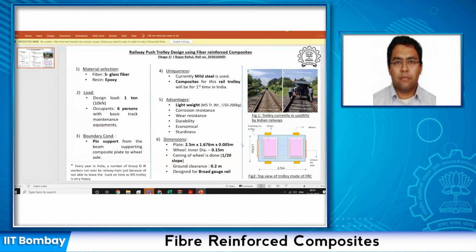Yes, sir, I will do. Sir, MS trolley weight is 150 to 200 kg. So after designing, I think it will come up to 50 to 60 kg. And this design load, I put 1 ton, that is live load with occupants plus maintenance equipments, like they have rods and chains, everything for maintaining the track.